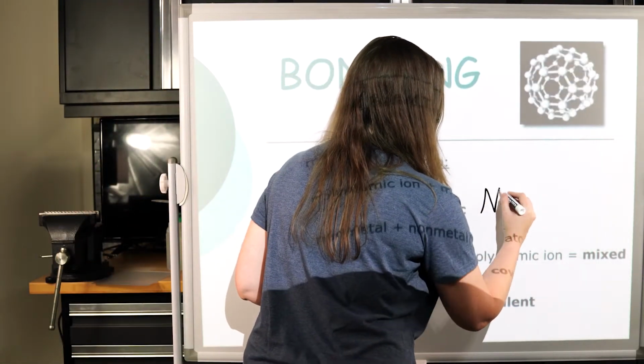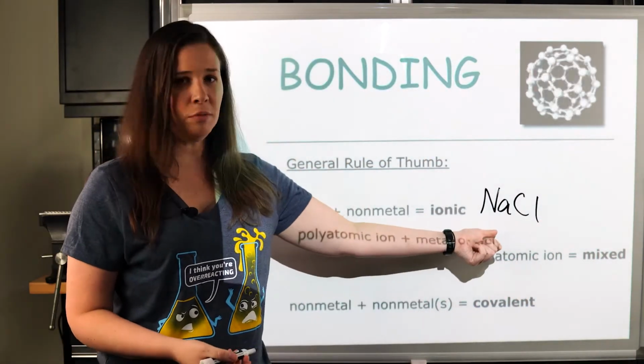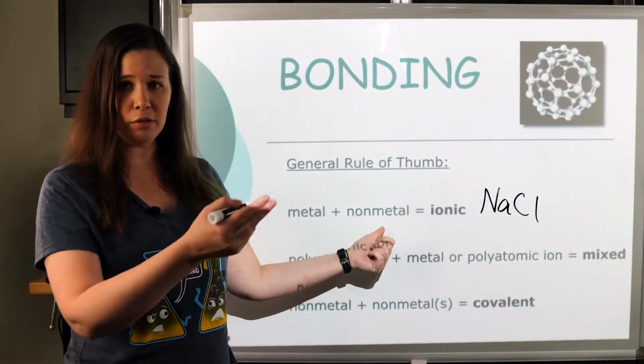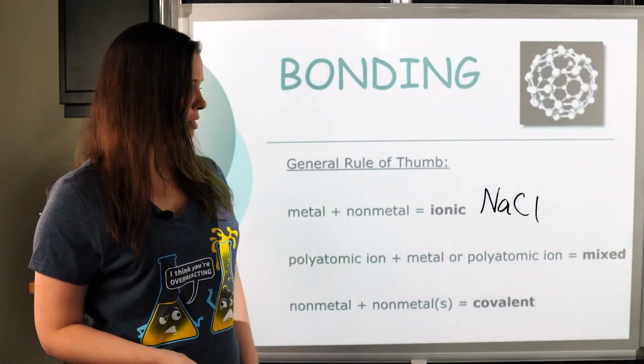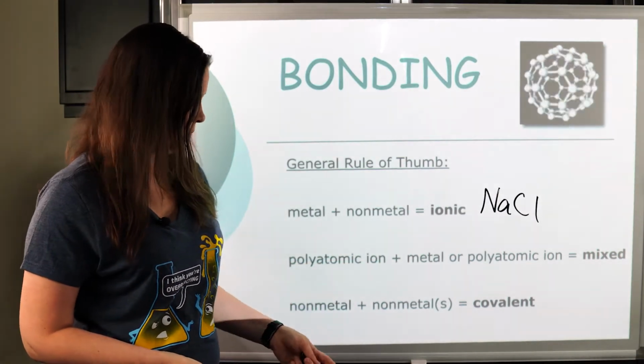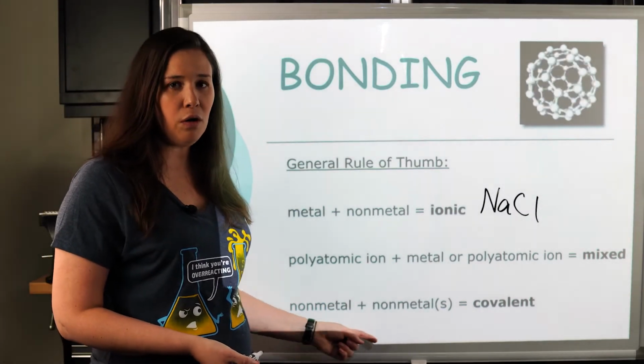An example would be sodium chloride or table salt. Sodium is in group 1, it's a metal, and chlorine is a nonmetal, one of our halogens. So if you put them together, you have an ionic bond, whenever you have a metal and a nonmetal. Let's go down to the covalent bonds. Covalent bonds are going to be made of all nonmetals.